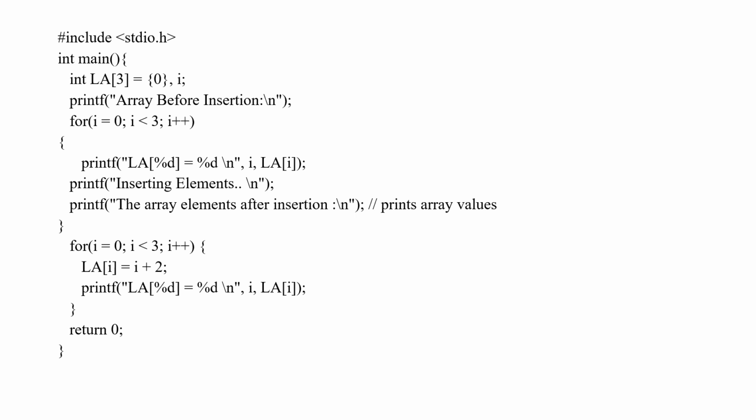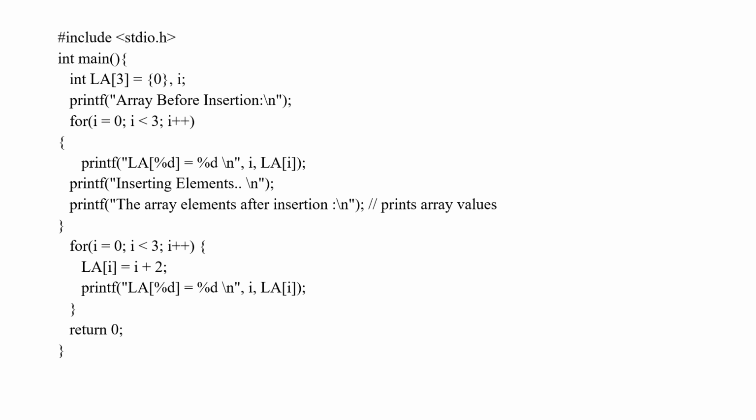The next one is printing our array before insertion. The program first prints the values of the array LA before any changes are made. It uses a loop to go through each position in the array and prints it. For example, LA of 0 equals 0, then LA of 1 equals 0, and LA of 2 equals 0.